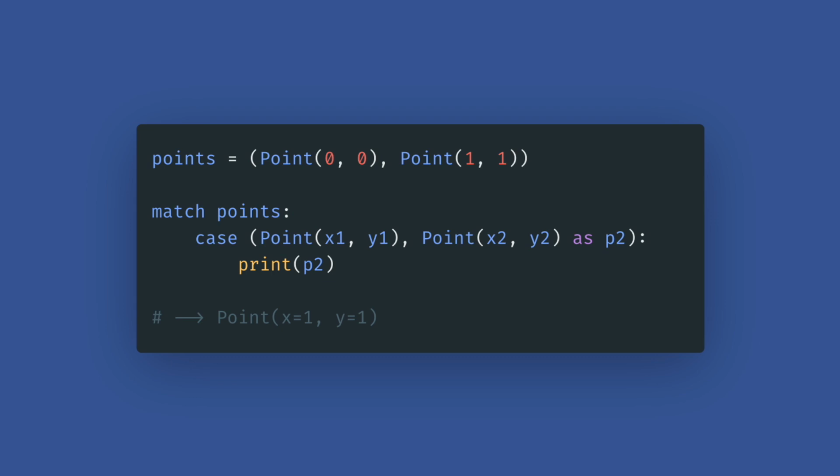And the last feature I show you is that subpatterns can be captured using the as keyword. In this example, it binds x1, y1, x2, and y2 like you would expect without the as clause, and it also binds p2 to the entire second item.